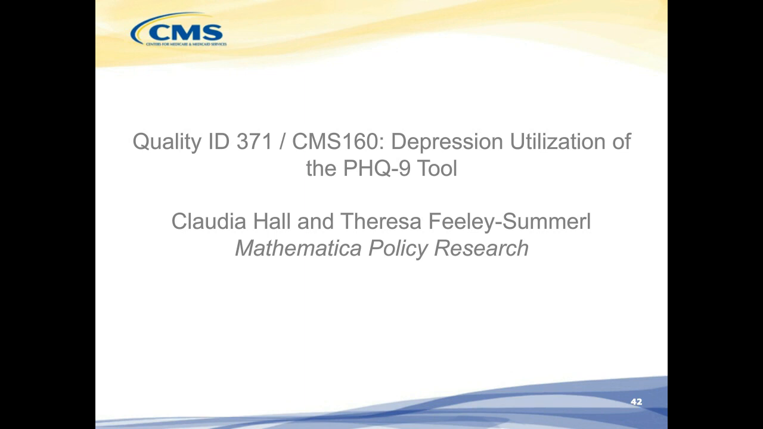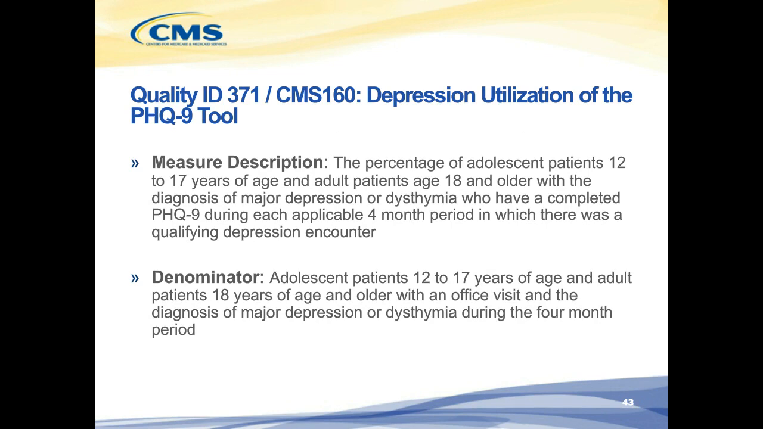Okay, so we're going to continue on our depression journey and talk about the next measure, which looks at the depression utilization of the PHQ-9 tool. This measure looks at the percentage of adolescent patients 12 to 17 years of age and adult patients age 18 and older with the diagnosis of major depression or dysthymia who have completed a PHQ-9 during each applicable 4-month period in which there was a qualifying depression encounter. And the denominator looks at, again, adolescent patients 12 to 17 and adult patients 18 and older with the diagnosis of major depression or dysthymia who have the PHQ-9 during the 4-month period.